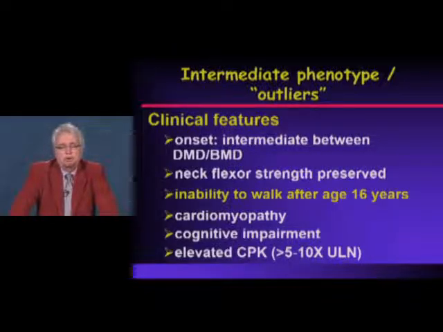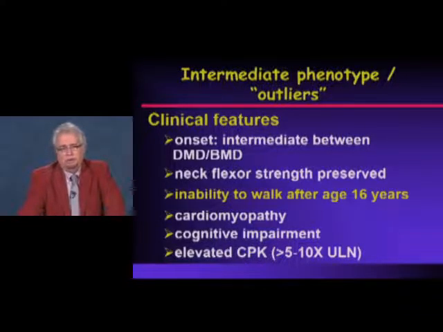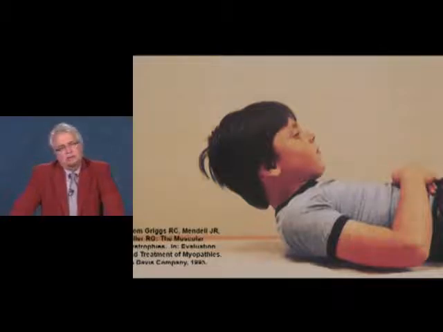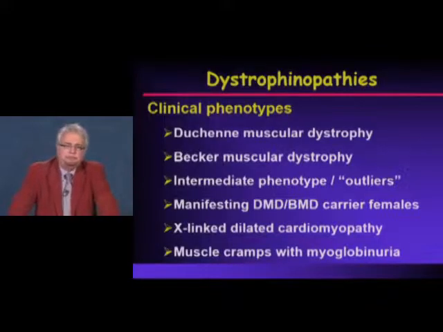But in this group of patients, the neck flexor strength seems to be preserved, as it is, of course, also in Becker muscular dystrophy. So if you ask the patient to lie down on an examination table and ask him to get his head off the table, he's able to do that, something that does not actually happen in patients who have classic Duchenne muscular dystrophy.